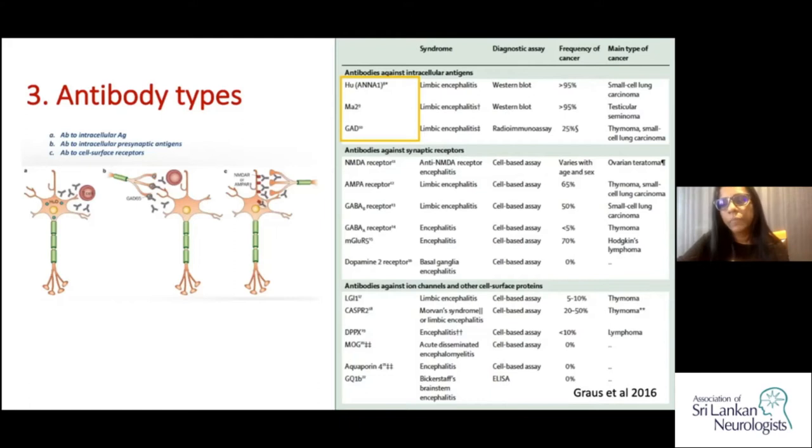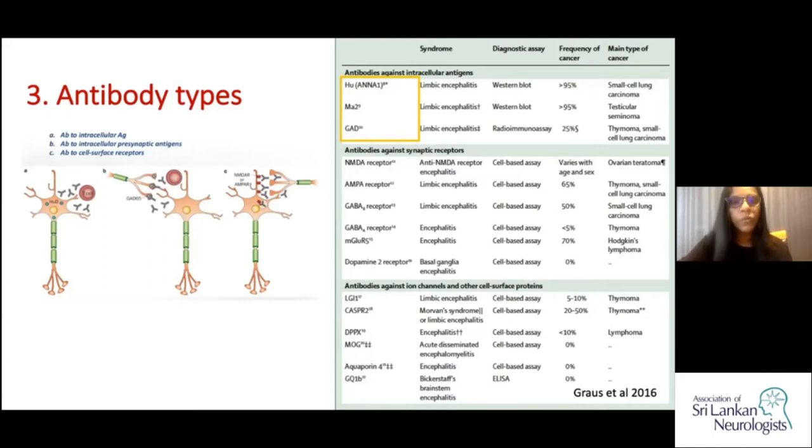Before that, I need to mention that the list of antibodies is evolving over the years. Now, this paper is from 2016, but if you take one of the more recent ones, you can see that the list is becoming longer. And in fact, they say that the description of new antibodies and new syndromes is occurring at a rate of 1 to 2 per year. But this is just to give a simplistic understanding and to introduce the common antibodies to you. So these are the common intracellular antigens against which these antibodies are formed.